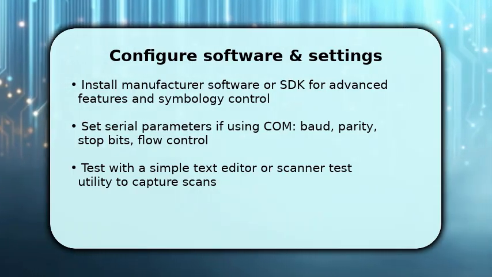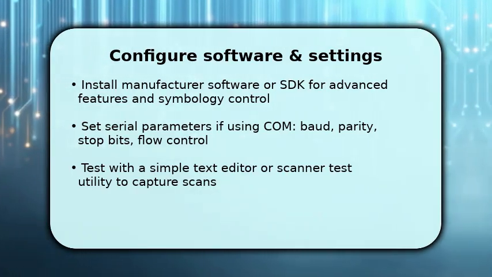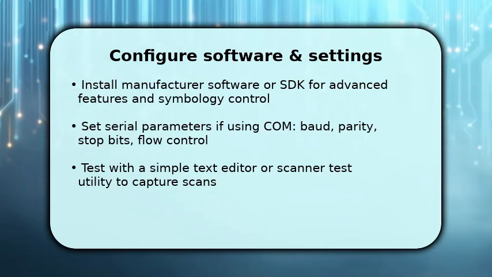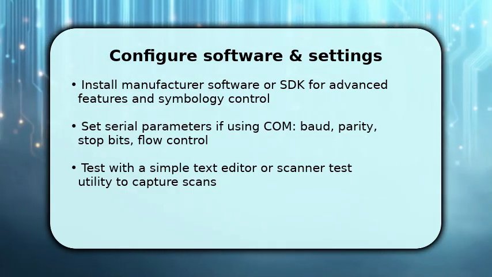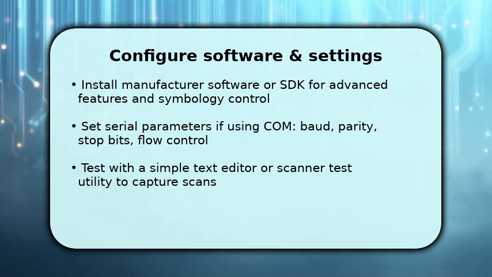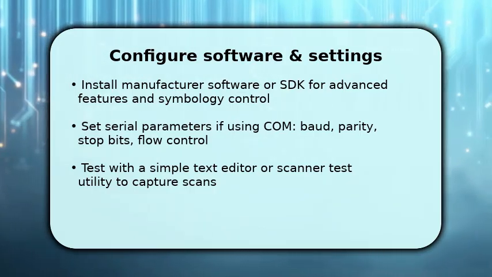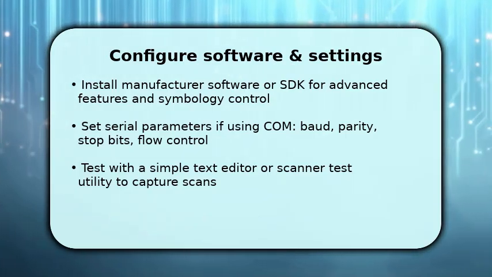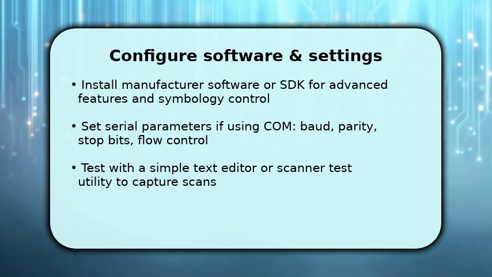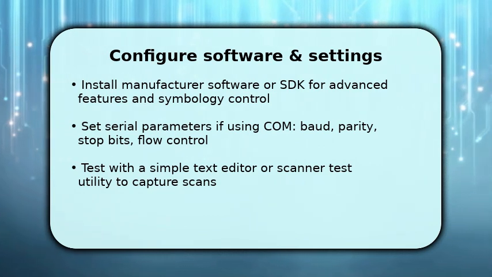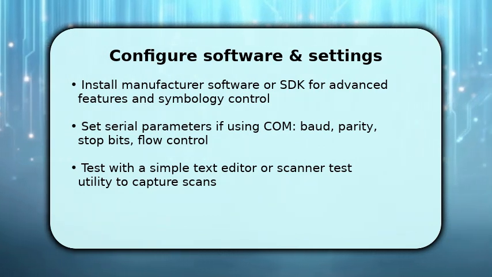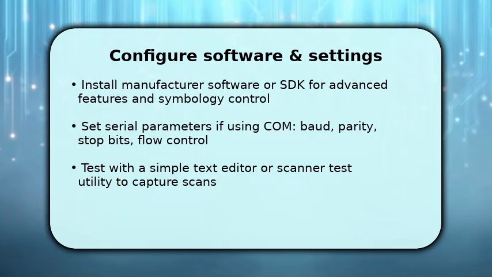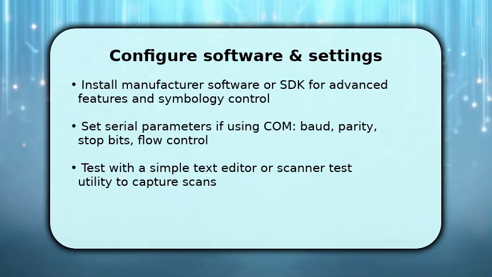If using serial COM mode, set baud rate, parity, stop bits, and flow control to match the scanner and app. After saving settings, test scans into Notepad or a terminal so you can see raw output. This verifies decoding and line endings. If you need keyboard emulation, ensure the correct language layout and locale are selected on the PC to avoid misinterpreted characters.